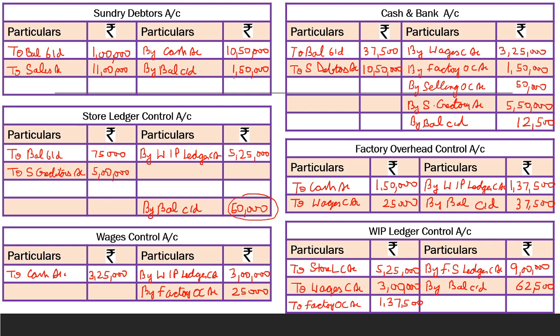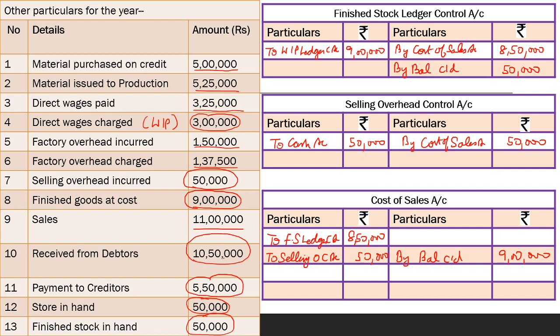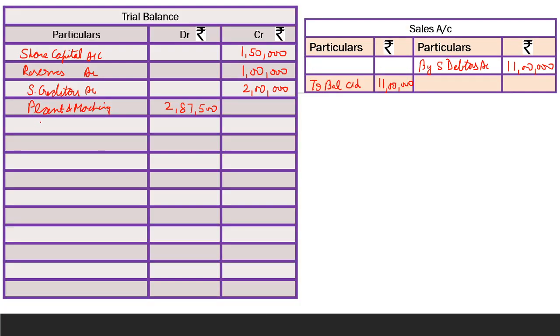Our next account is sundry debtors. Here the debit balance is 1,50,000. Stores ledger control account has a debit balance of 50,000, and there is no balance in wages control account. So we write the balances of these two accounts in the trial balance. Our first account is sundry debtors account, and the debit balance is 1,50,000, and the balance of stores ledger control account is 50,000.